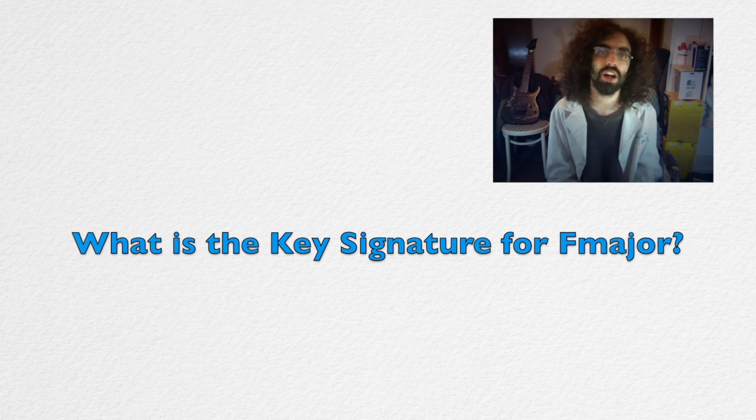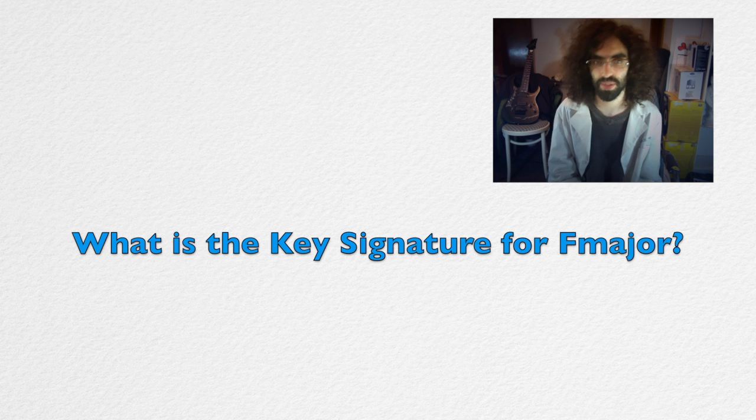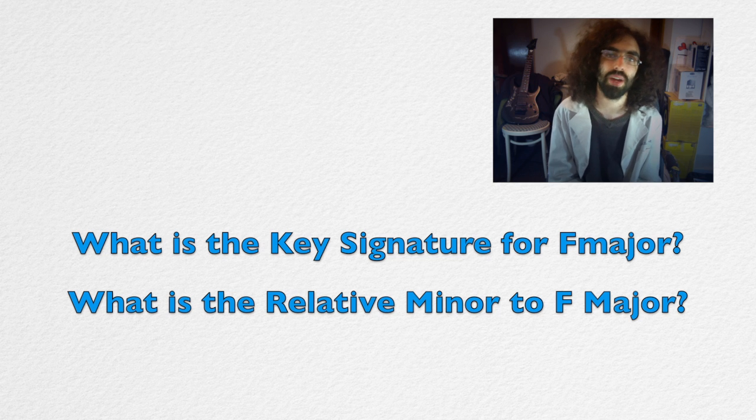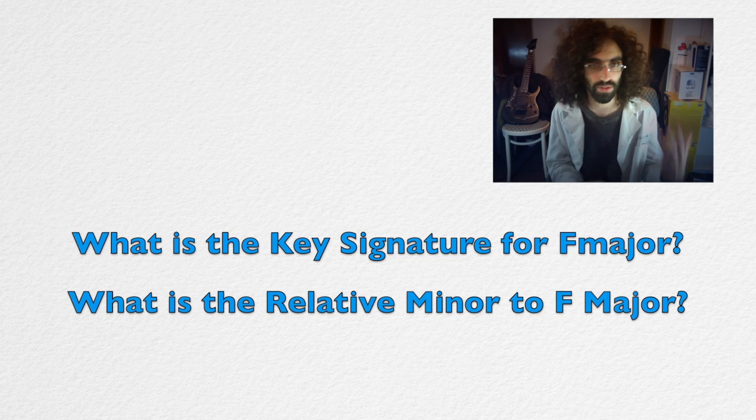So now I've shown you how to find the notes in a key. You just go find the major scale for that key. And I've shown you that the relative minor starts on the sixth note of the major key. So let's see if you can use that information to figure out what is the key signature of F major. So what is the key signature for F major? And then also, let's see if you can figure out what is the relative minor for F major. So what's the relative minor to the key of F major?